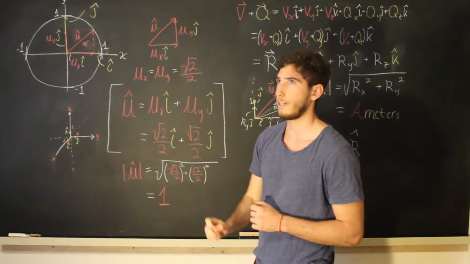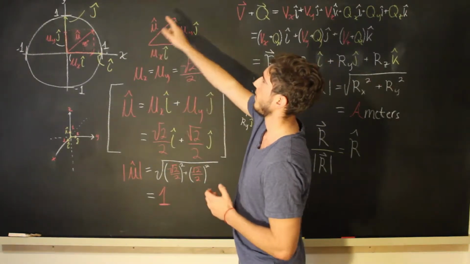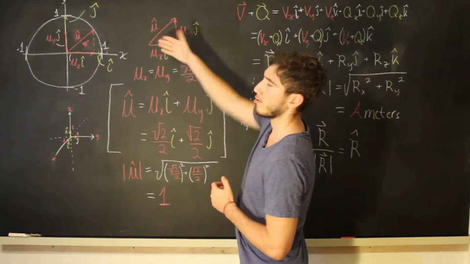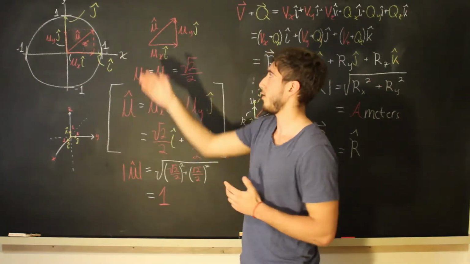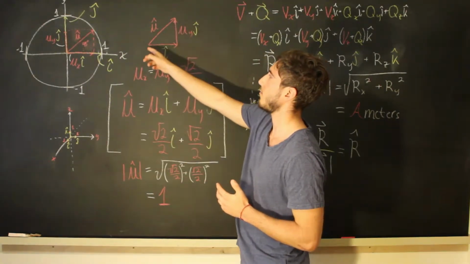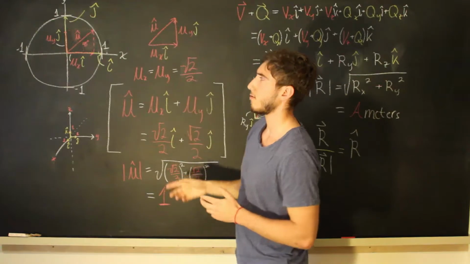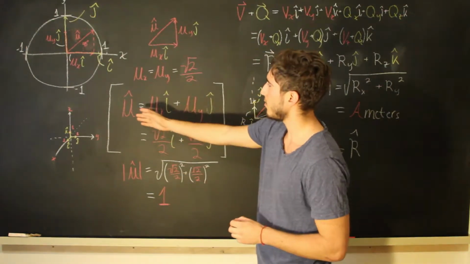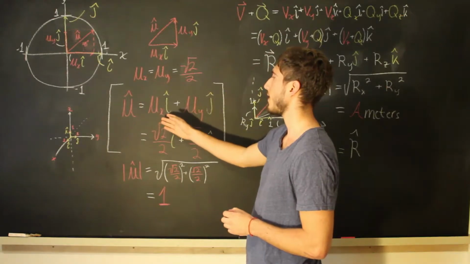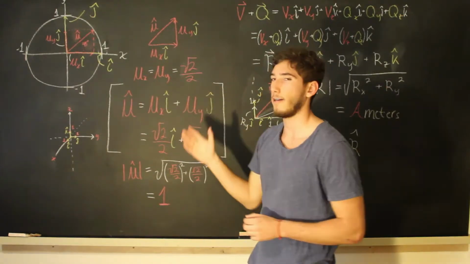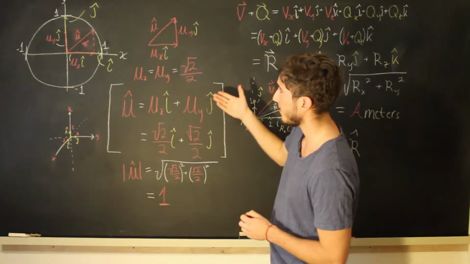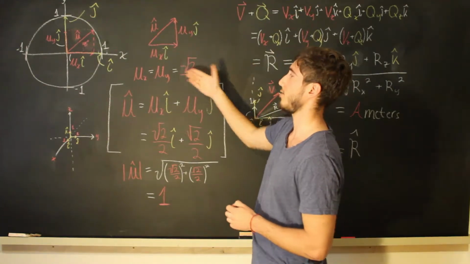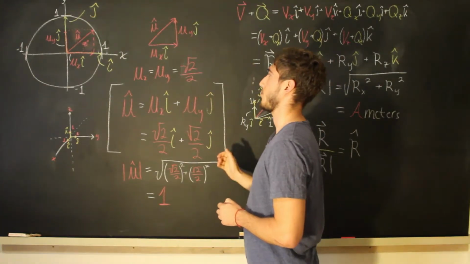Remember when we had displacement? We were going from point 1 to point 2, and if there's 2 ways to get there, if we go along this vector and this vector, we could also go along this vector, so they must be equal to each other, right? Exactly. So u hat is equal to u of x i hat plus u of y j hat. And in this case, u of x and u of y are equal to square root of 2 over 2.